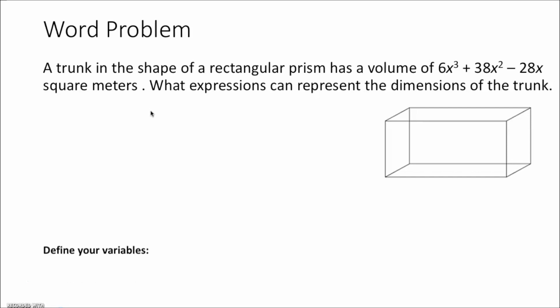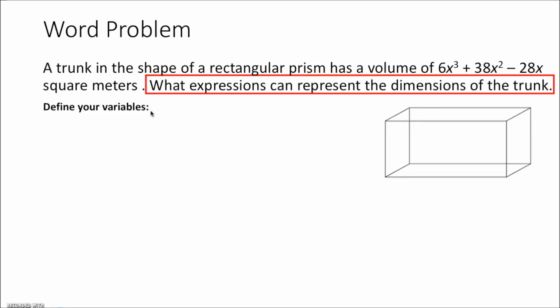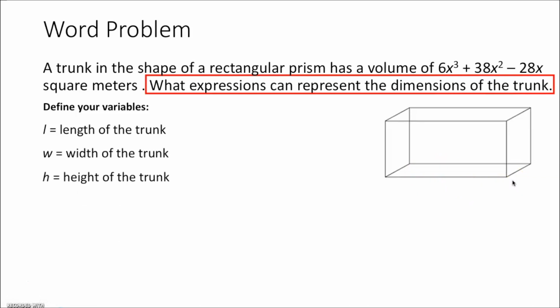Step 2, we need to define our variables. So what is the question asking? It says what expressions can represent the dimensions of the trunk? So dimensions of a rectangular prism would be like length and width and height, right? So we say L equals length, W equals width, H equals height. Okay, we can label those on our rectangular prism over here. There you go.